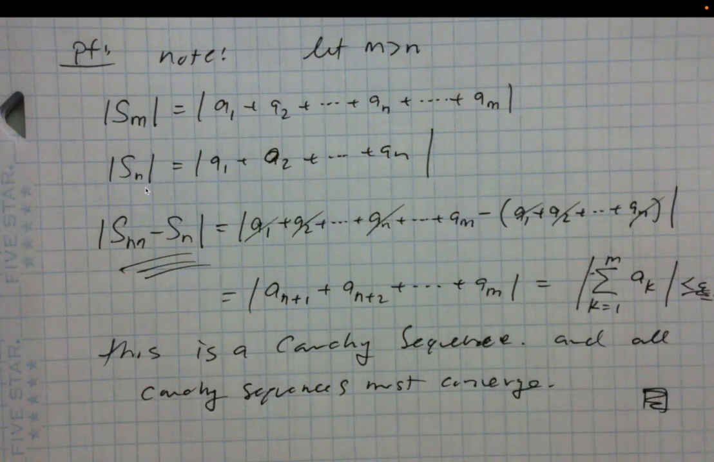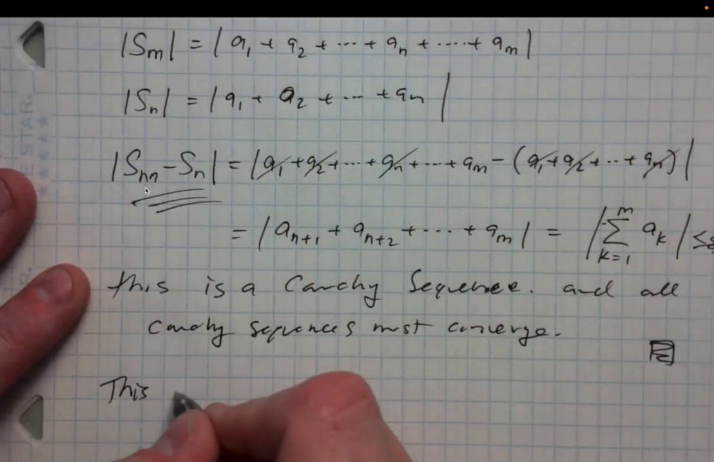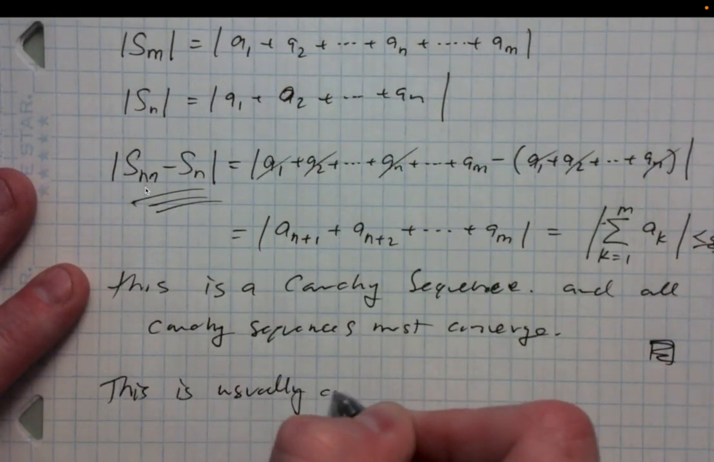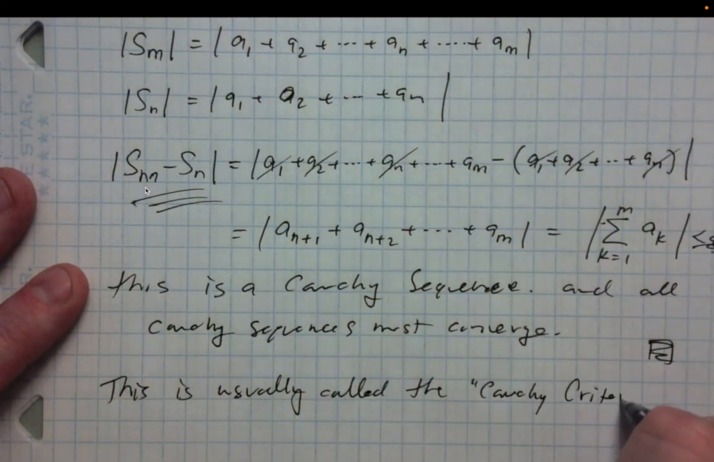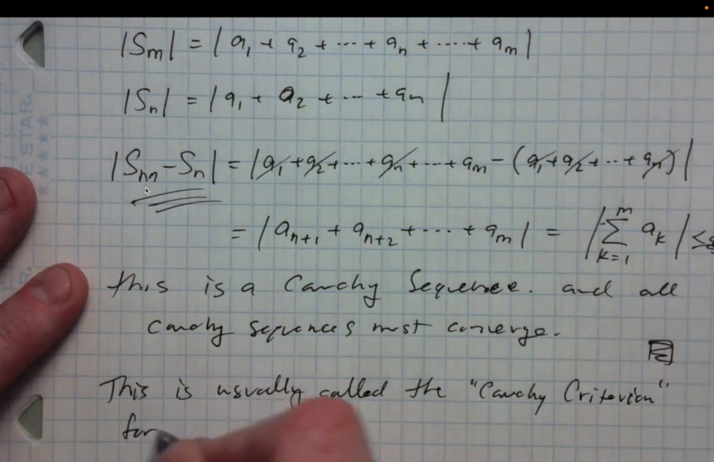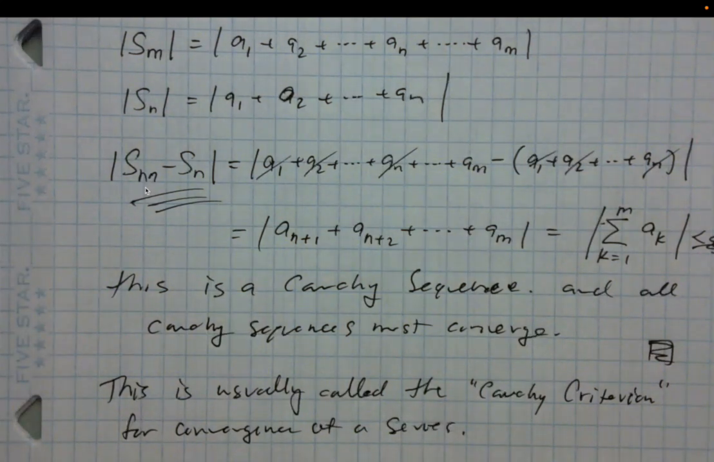Now, because of the way this proof works, specifically the way that it references a Cauchy sequence, this thing is usually called the Cauchy criterion for convergence of a series. Specifically because implicitly you're building out a Cauchy sequence. You're finding terms and showing that they must be Cauchy.